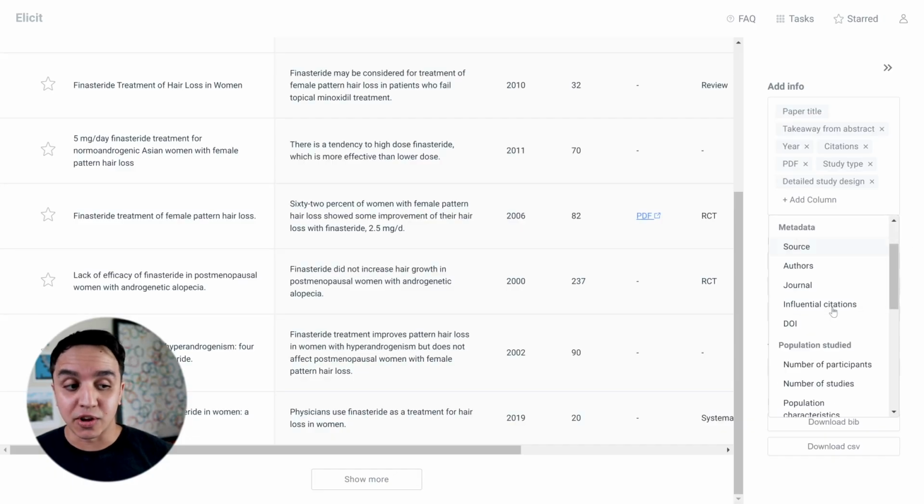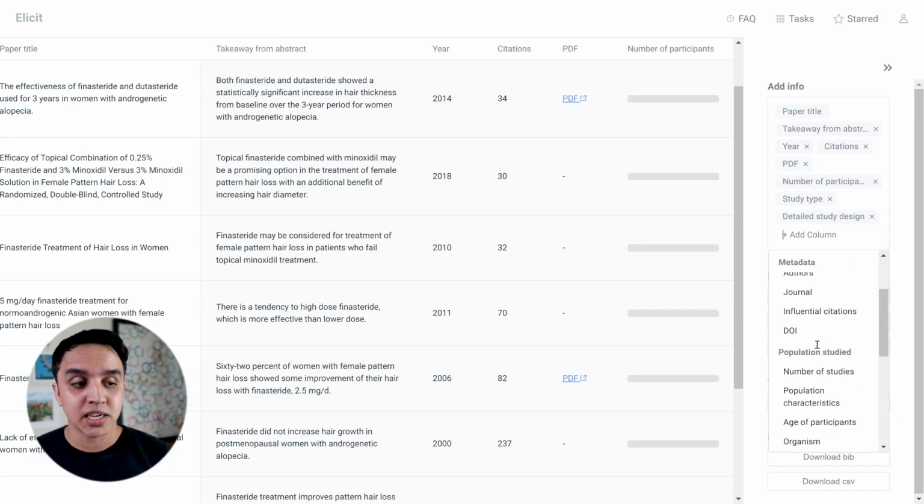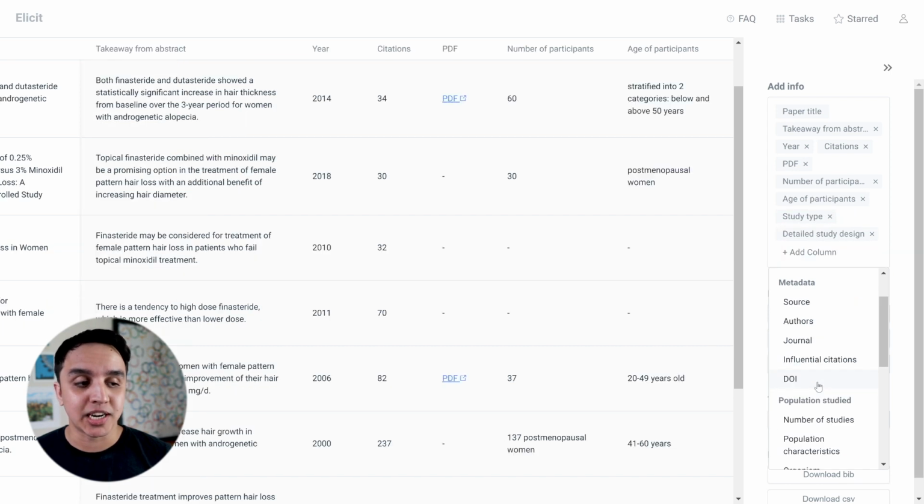Second, let's explore the population characteristics of each study to get a sense of what sort of people the studies were conducted on. This is important as researchers are often not in a position to study an entire target population. Instead, they choose subsets based on age, gender, and other factors. Let's add the following columns: number of participants, age of participants, and population characteristics.